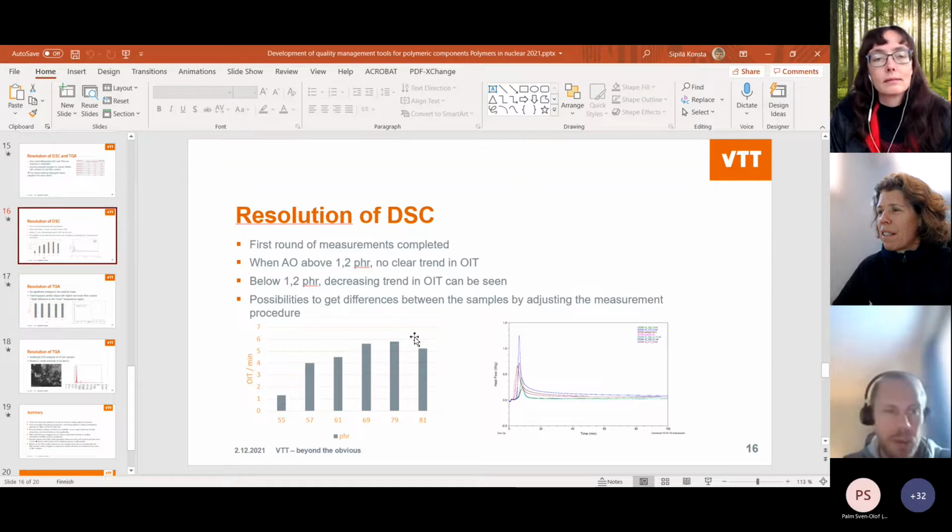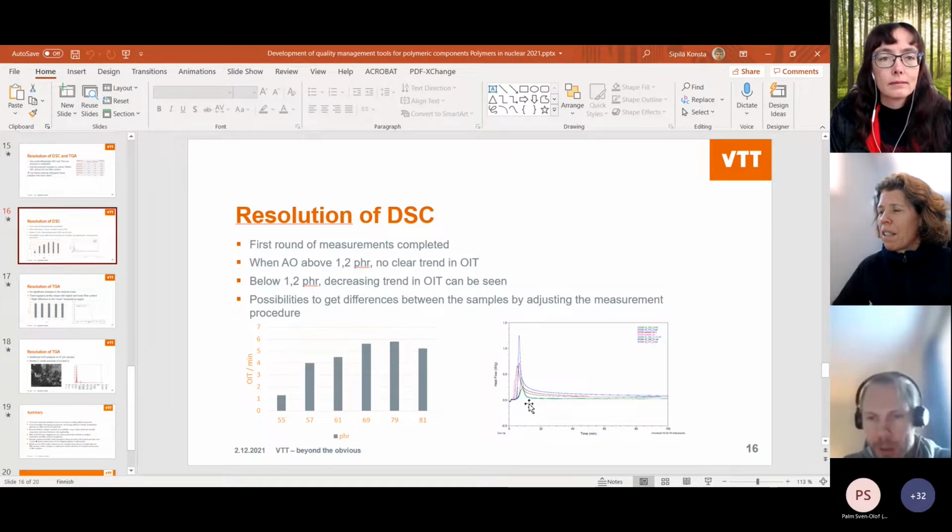It's basically OIT, because we define the OIT starting point when this peak starts from here. But regarding the polyolefins you asked, I think I should discuss this with my colleague Harri Joki, who actually performed this measurement. So he would be a better person to answer this question.